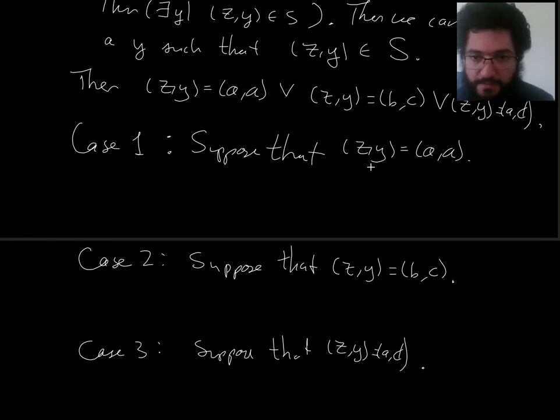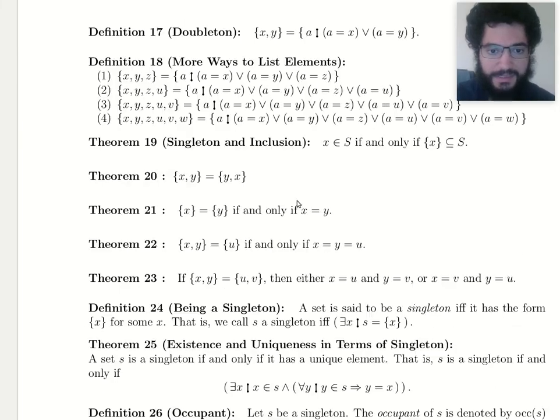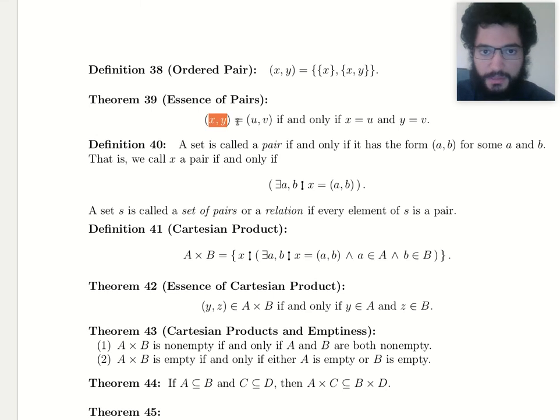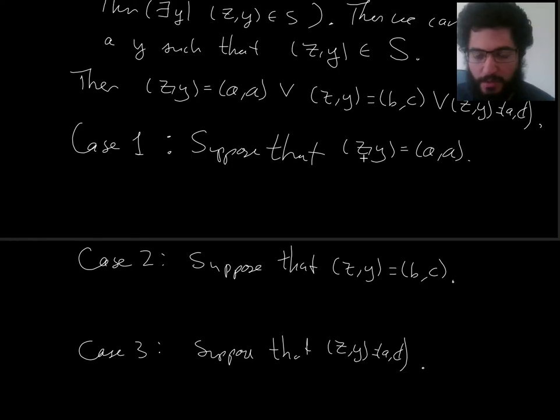Now here, I have the pair zy equals the pair AA. To make any use of this, I should either use the definition of ordered pairs, or better, use the essence of ordered pairs theorem. So that's down here. Two pairs are equal if and only if the firsts and the seconds match. So from here we can conclude that z equals A and that y equals A. And I really only care about the z equals A part.